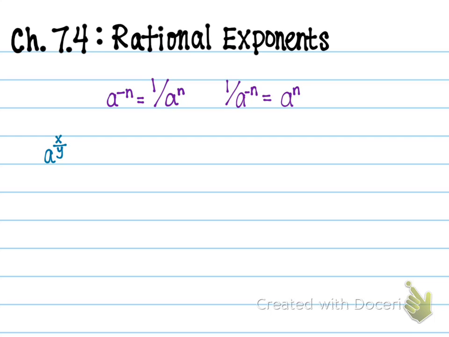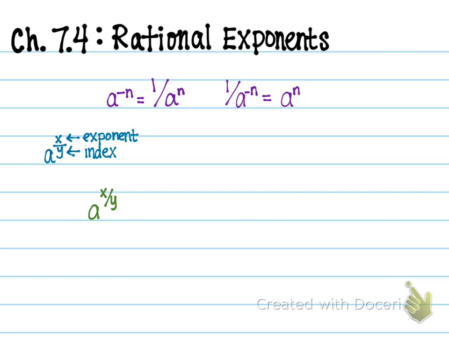Okay, so the rational exponents we're looking at are a to the x over y. Our x is going to be our exponent like normal. It always is going to stay with our a. And then our y is going to be our index. Now remember, an index is what goes in front of our radical. It tells us whether it's a square root, a cube root, a fourth root, and so on.